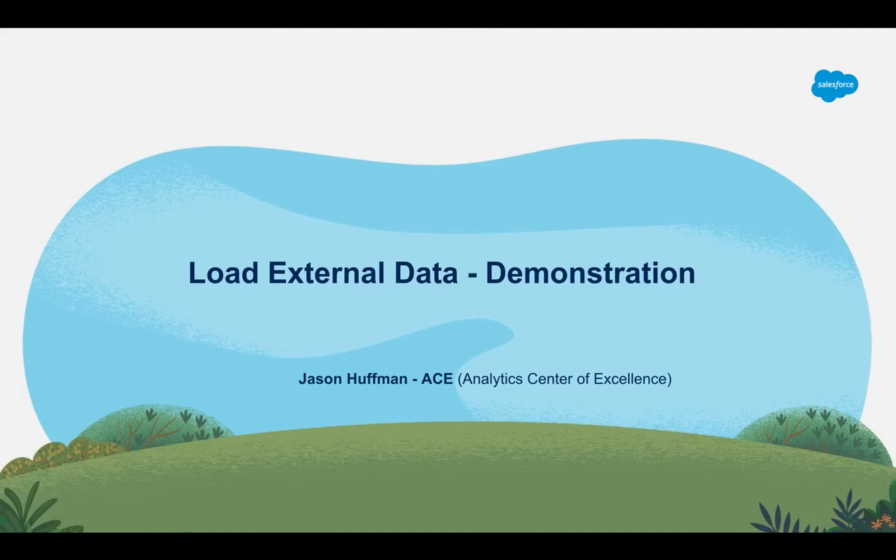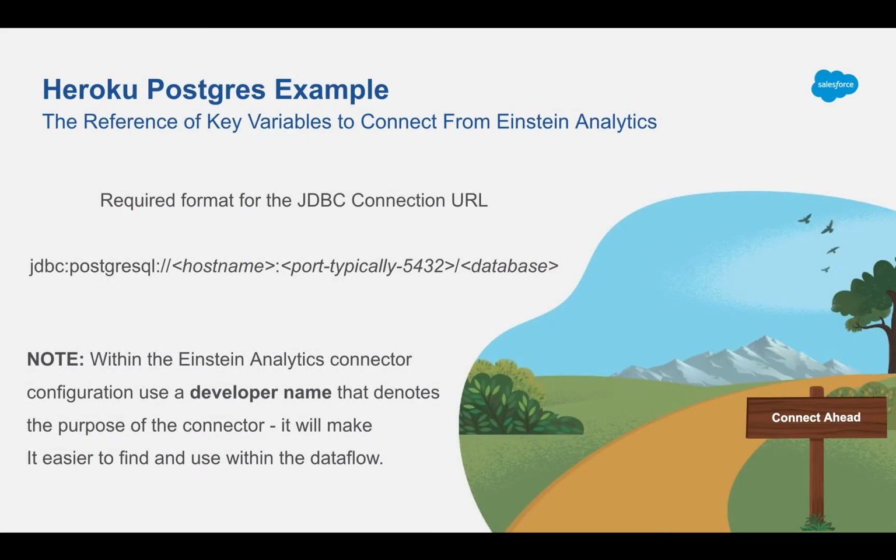I'm going to be loading external data into Einstein Analytics using our connector framework. In this example, I'll be connecting to my Heroku Postgres database. The most important component of this example is that the JDBC connection URL is formatted as I've displayed here. You're welcome to pause here and record this yourself so that you have this as a handy example.